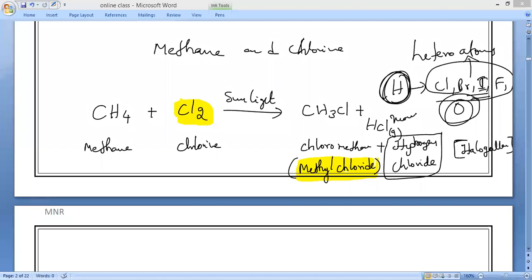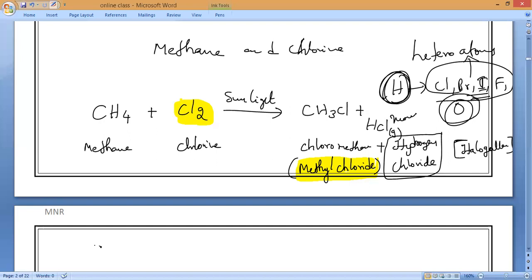So substitution reaction: the reaction in which one or more hydrogen atoms of a hydrocarbon are replaced by some other atoms is called a substitution reaction. What is an example of a substitution reaction, everybody?